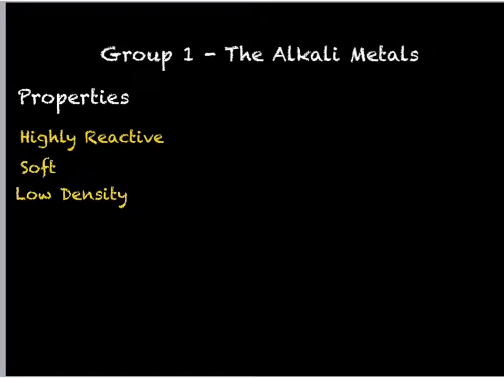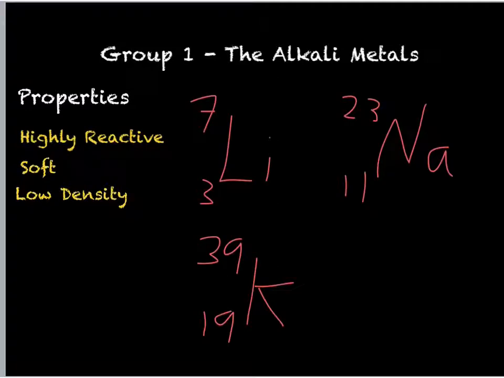The alkali metals are the group 1 metals. These are the metals on the far left-hand side of the periodic table. The group 1 metals are all highly reactive. They are also very soft and have low densities. The three that you need to know are lithium, sodium and potassium.